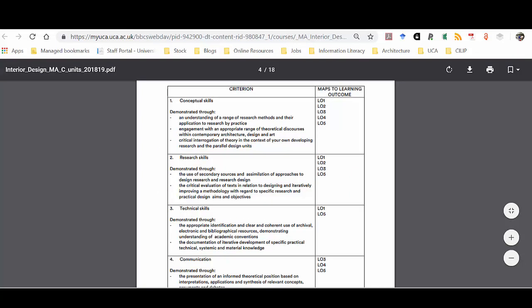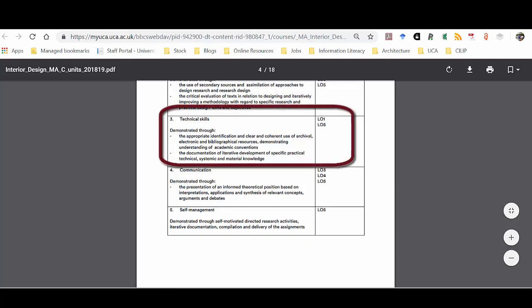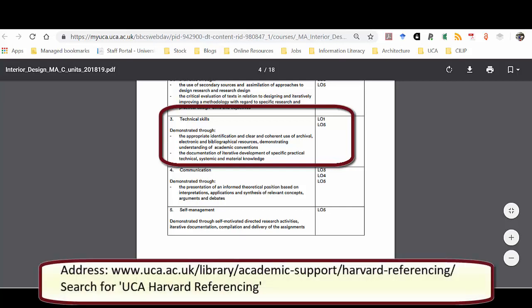The next criteria, which is called technical skills, I think in this particular assignment is referring to something quite specific. Here we're looking to see that you're referencing the literature that you're looking at properly. So for this, you need to be using the UCA Harvard referencing system, and we'll see what that looks like in the examples that we talk about.